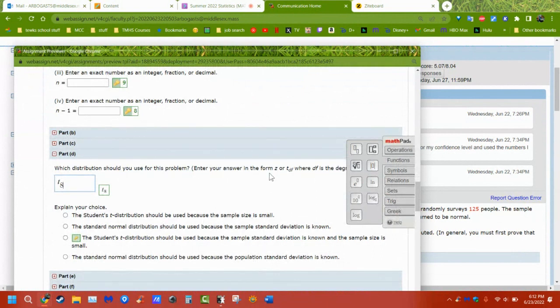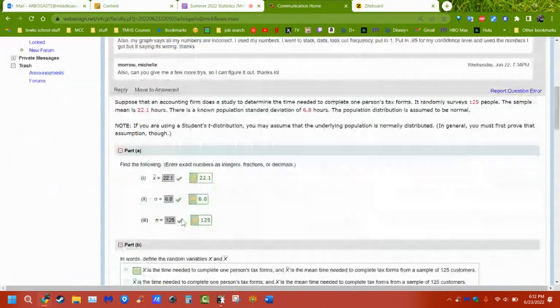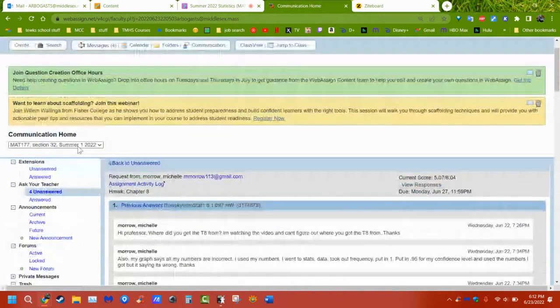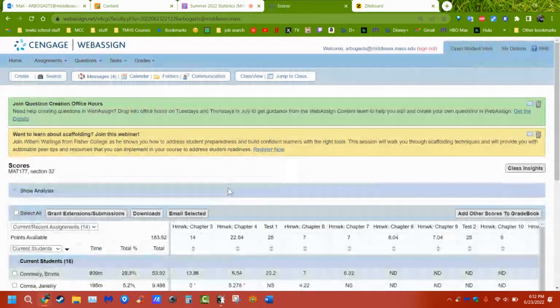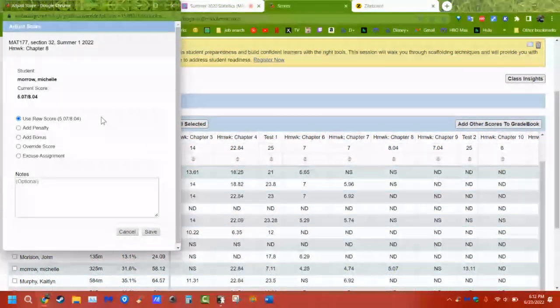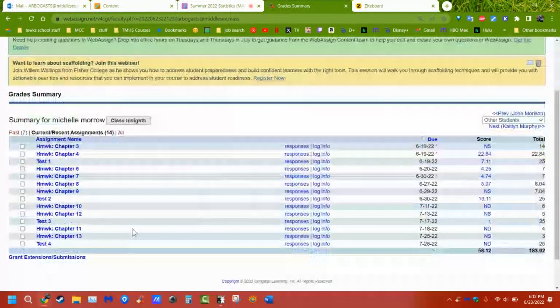I think I can look at it. This isn't that problem. Hold on, if I go to score view, chapter 8. That's not what I want. I thought there was a way to see the question. Hold on. I think it's this way. Log responses. There.